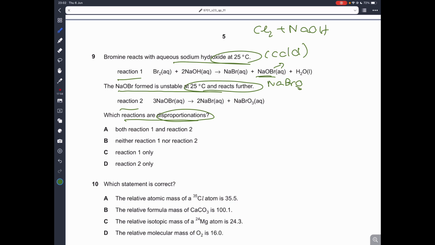Which reactions are disproportionation? Bromine has an oxidation state of 0, and sodium bromide has, in here, -1. So this is obviously a reduction.